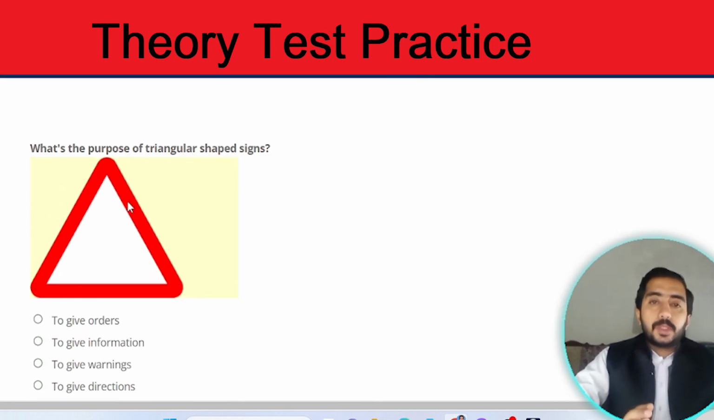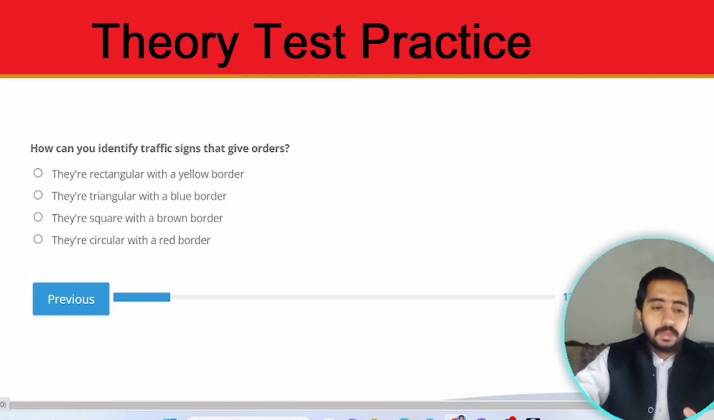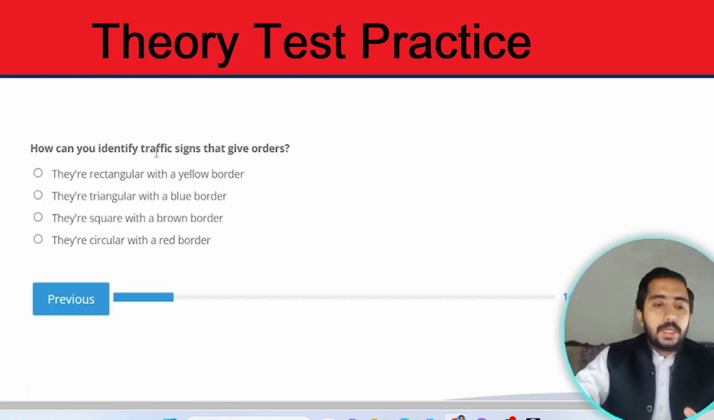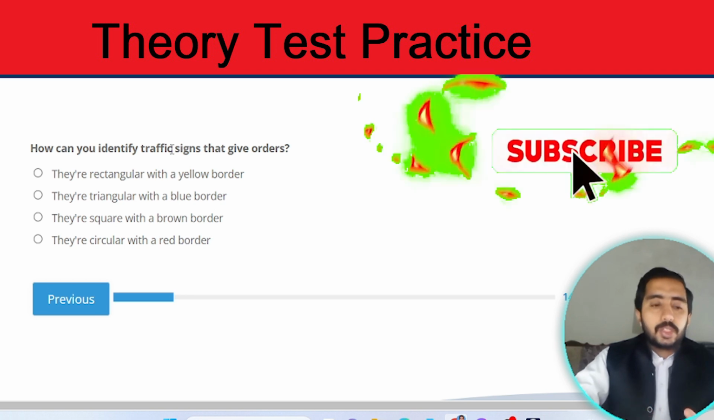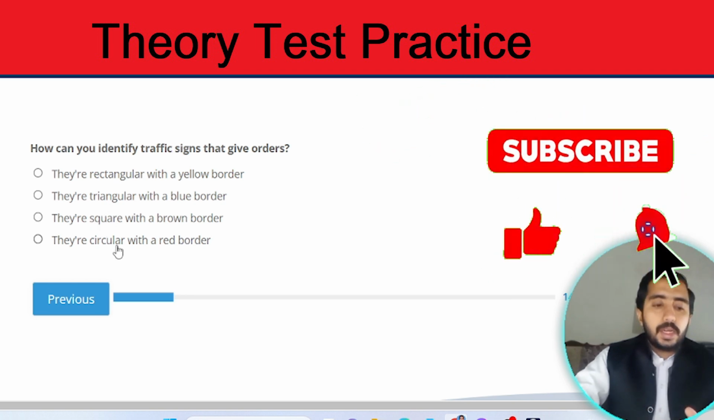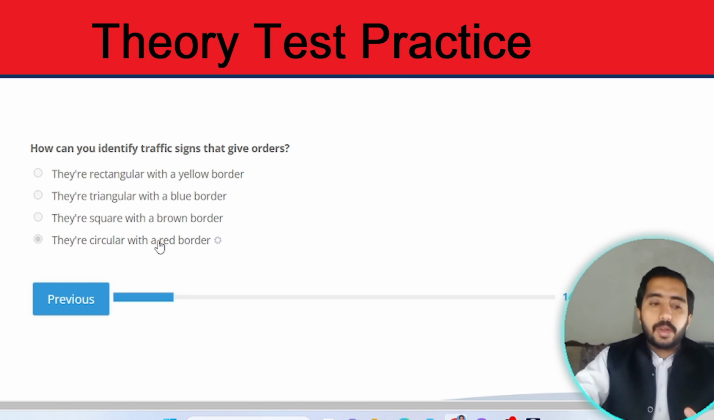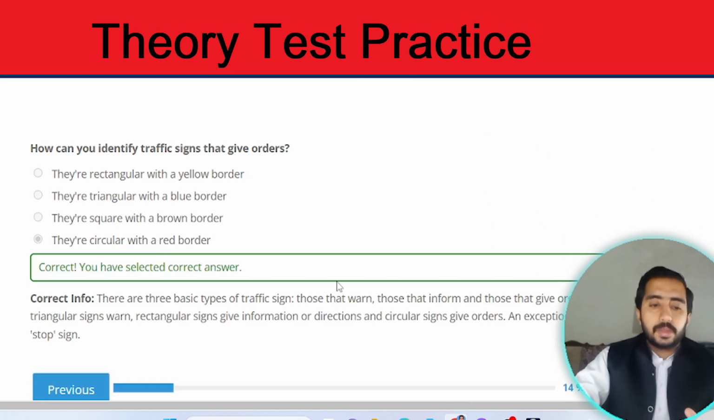What is the purpose of triangle shaped signs? This triangle shaped sign is used to give warnings. Next one. How can you identify traffic signs that give orders? Actually, you identify them because they are circular with a red border. Option D is the correct option.